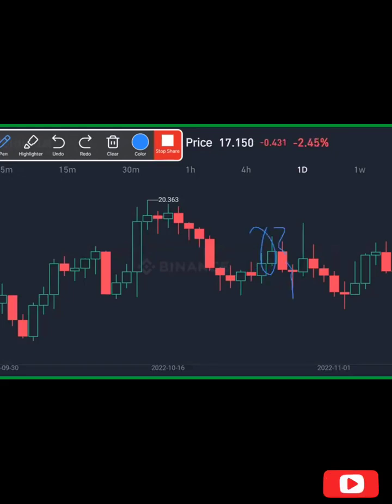Sellers won for a while. Buyers came in again and pushed the price. See the highest point price got to, and what happened? Price plunged. Sellers won. What happened again? There was a battle. Buyers won. There was a battle. Sellers won.